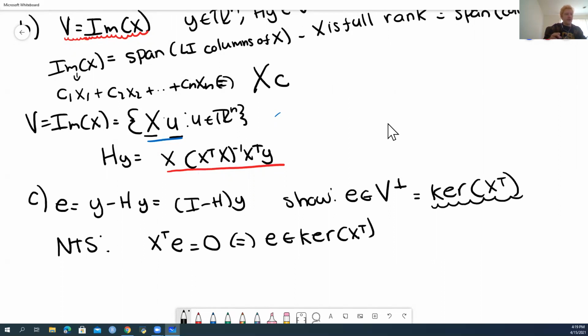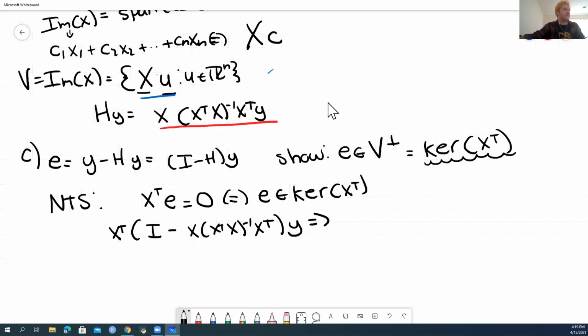So again, just rewrite this as X transpose times I minus X, X transpose X inverse, X transpose Y, and just try to simplify this from here to see if you can make it equal 0.